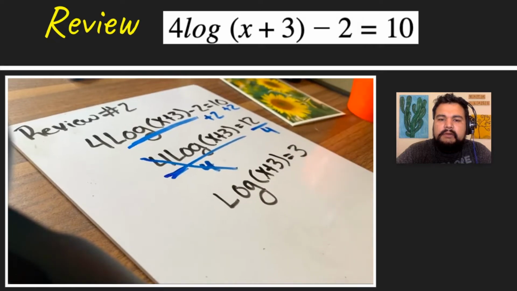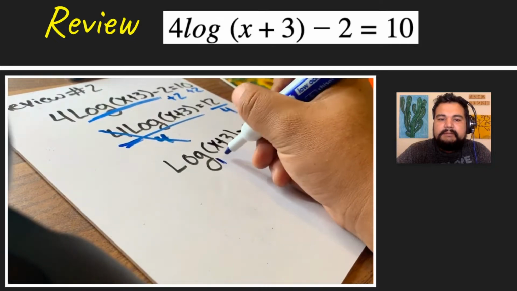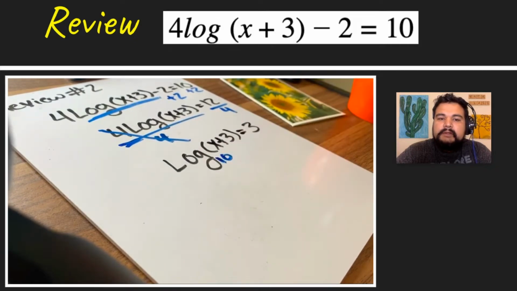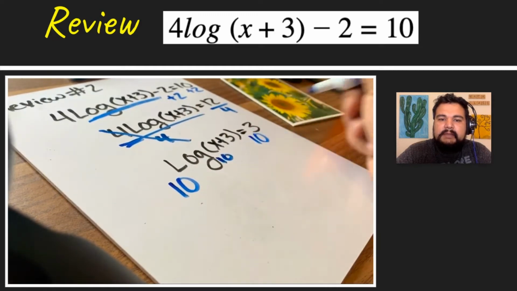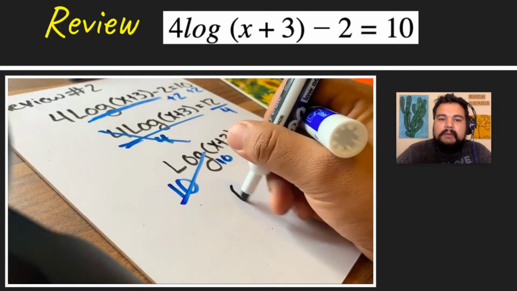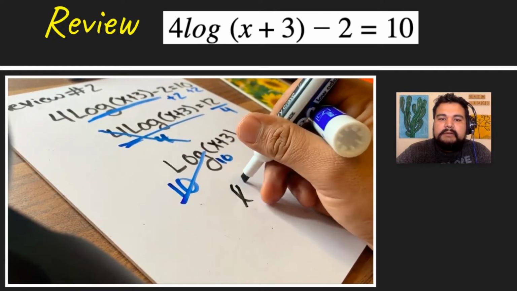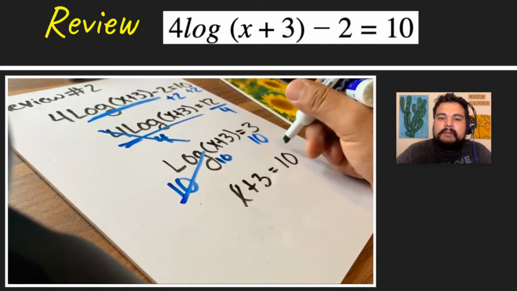Now we do need to get rid of this log. It doesn't indicate a base, so therefore the base must be 10. So to get rid of the log base 10, we need to put a 10 in both sides, the base. They cancel each other out, and you're going to end up with x plus 3 equals to 10 to the power of 3.